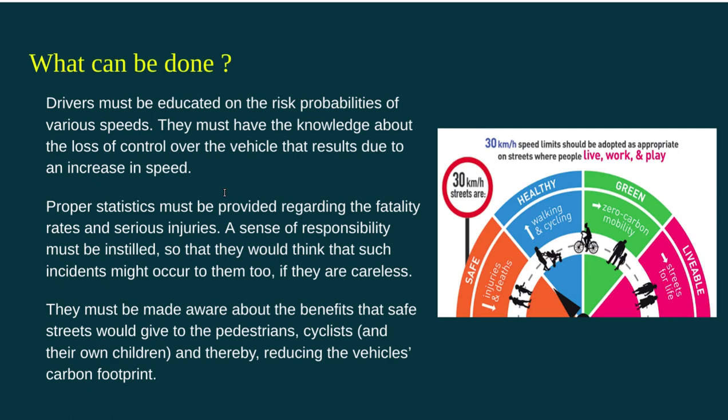They must be made aware about the benefits that safe streets would give to the pedestrians, cyclists, including their own children, and thereby reducing the vehicle's carbon footprint. If roads are safe for pedestrians and cyclists, then the majority of people might use them for short distance transport, which would reduce the release of greenhouse gases into the atmosphere. Thus, we can say that the 30 kmph speed limit is also eco-friendly.